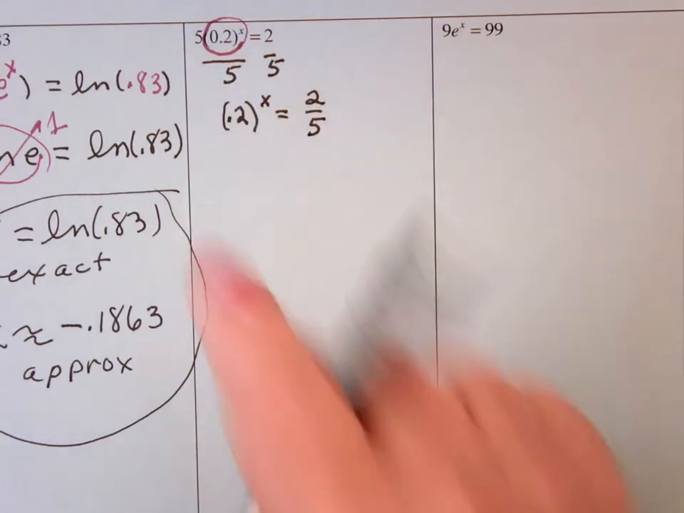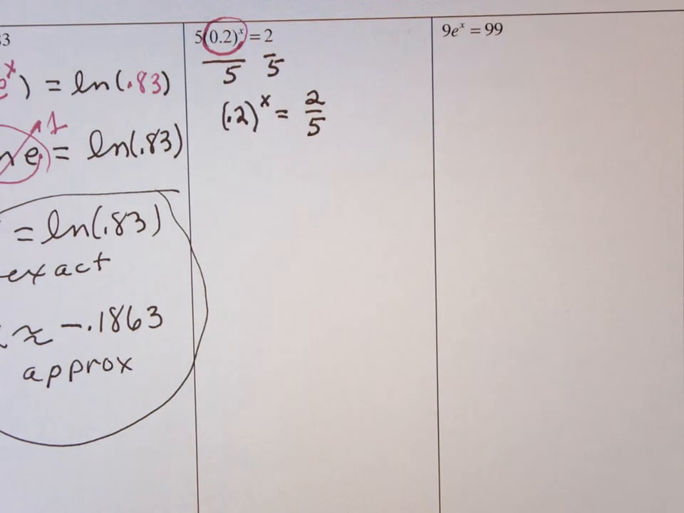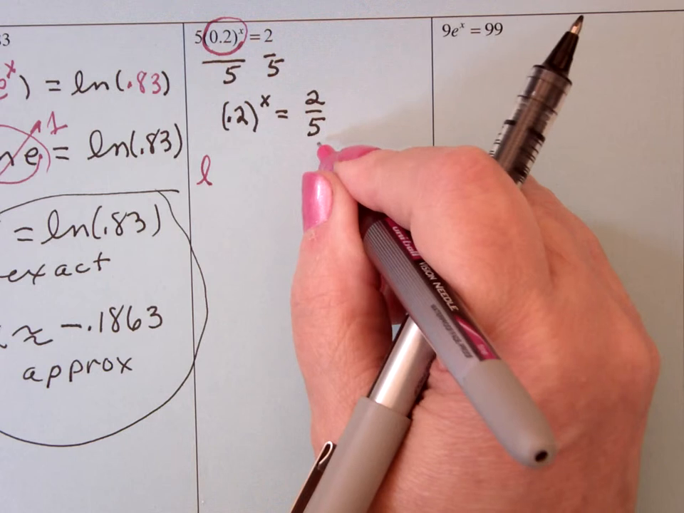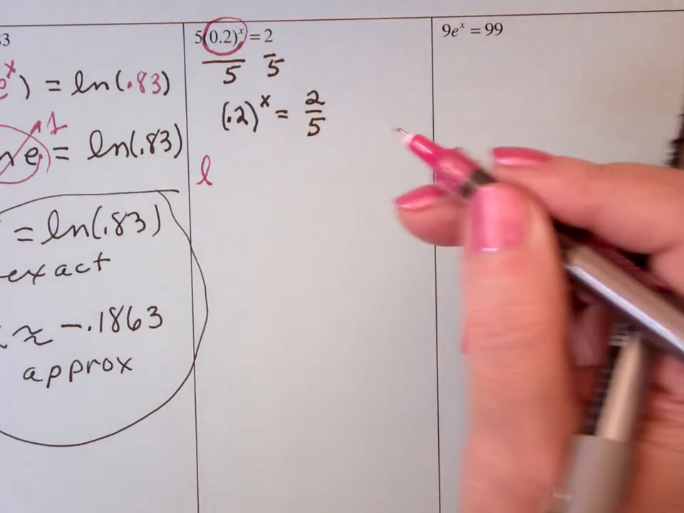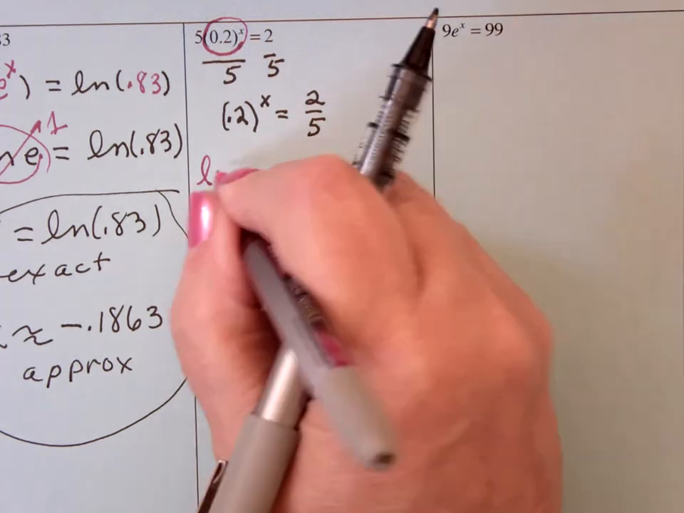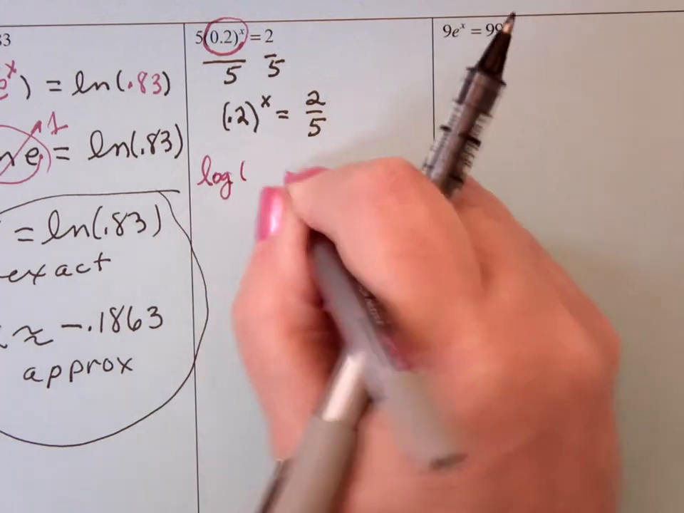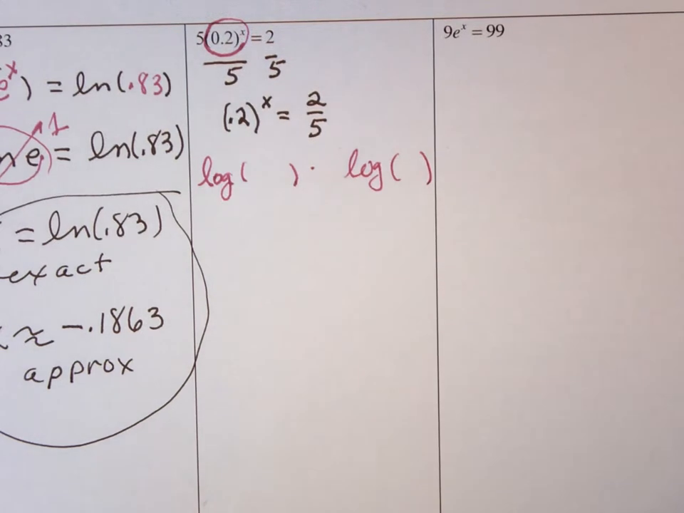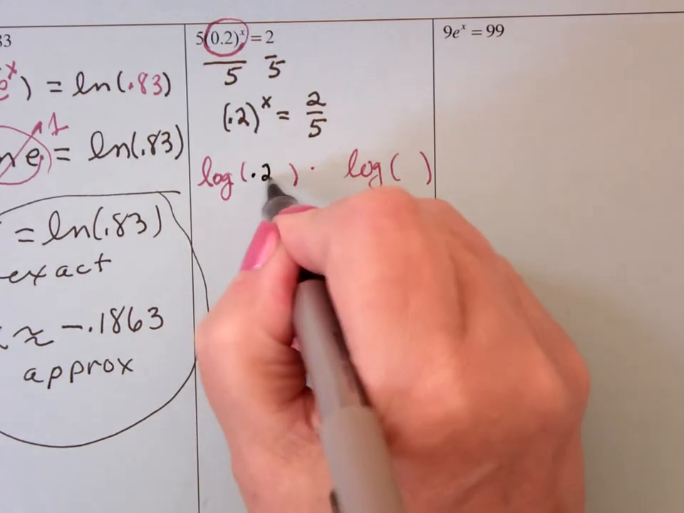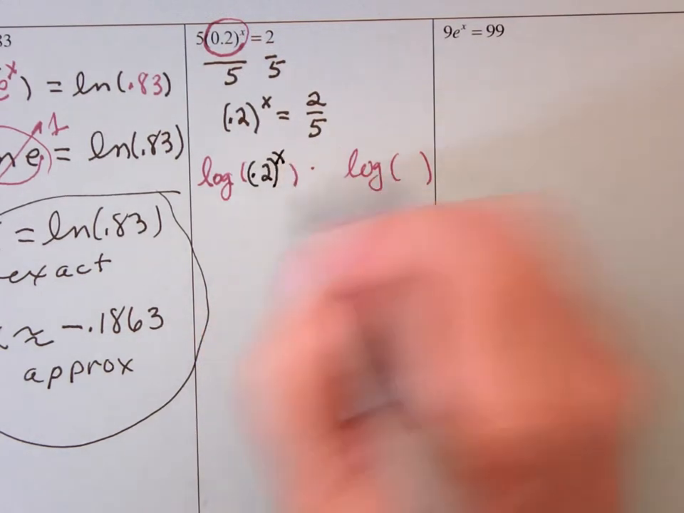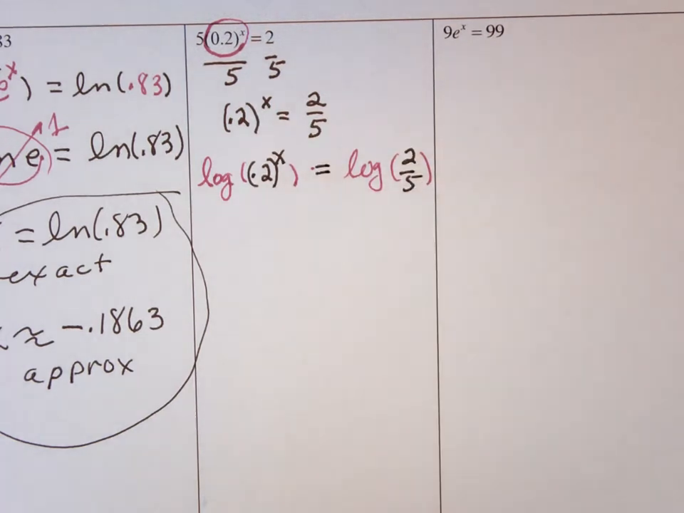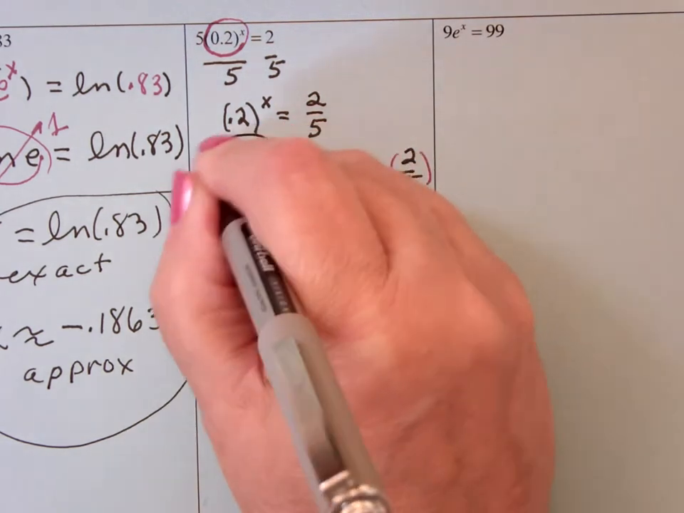Now I have the term with the x power by itself, so I'll just take the log of both sides, because I can't write 2/5 to the 0.2 power. I'm not sure I could even do that. So I take the log of both sides. That says the log of 0.2 to the x equals the log of 2/5. I'm using log base 10 because that's what's on my calculator. You could use natural log if you like.